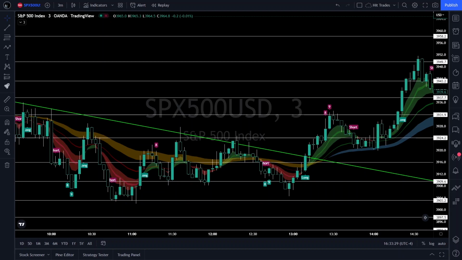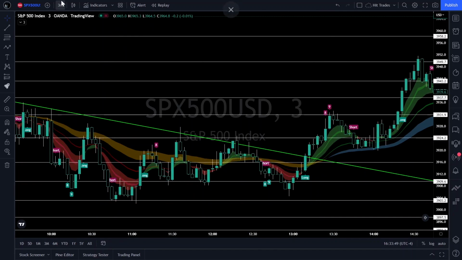We see here that we formed a green 8 and 9, letting us know that we may see a reversal to the upside. We also formed and printed a long signal, letting us know we may be able to enter into a long position, as well as the fact that once we actually broke out, we're now trading above all of our EMA clouds, specifically the 34 and 50.